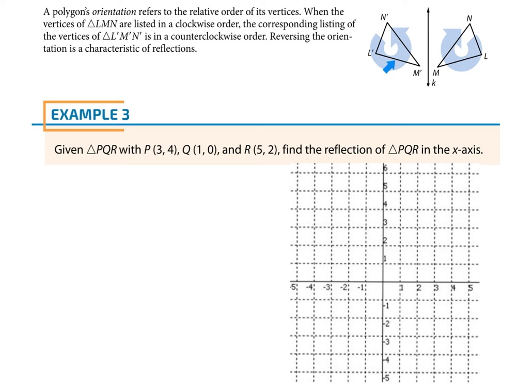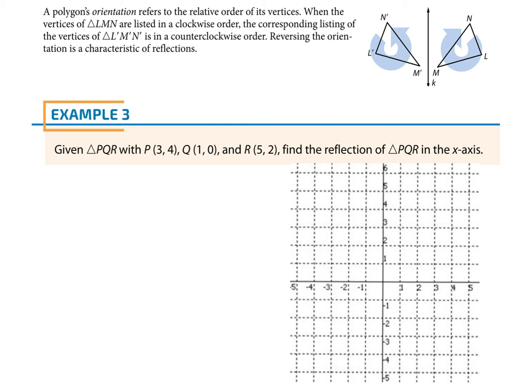I do want to talk about orientation here. The term orientation is the relative order of the vertices. And so when you reflect, your orientation does change. The next section, where you just slide it around the coordinate plane, orientation does not change. It's in the same order.